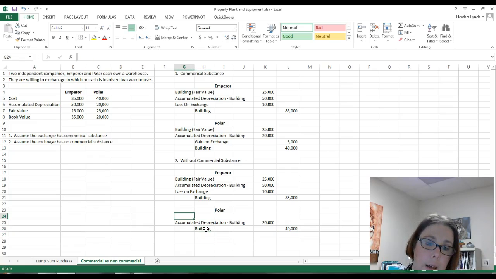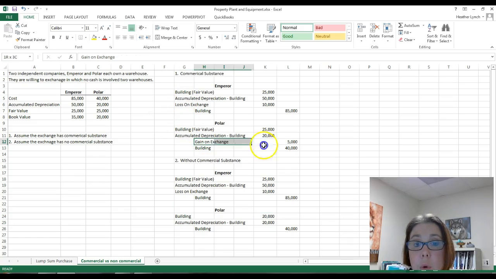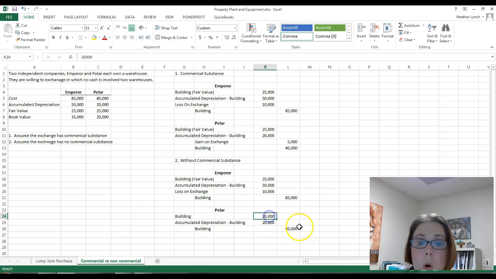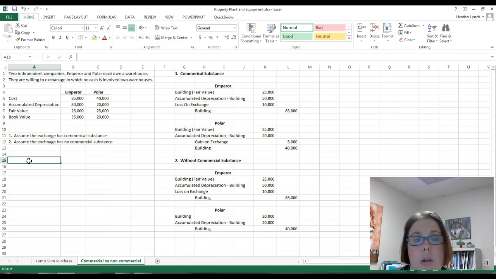But what we do here, since we cannot report a gain when it's without commercial substance, what we do is we record the building at $20,000, so that $5,000 gain that we reported with commercial substance, without, we reduce the building by the difference. Okay, so that just kind of, in a real simple nutshell, goes over how to report something with commercial substance and how to record the entry without commercial substance.